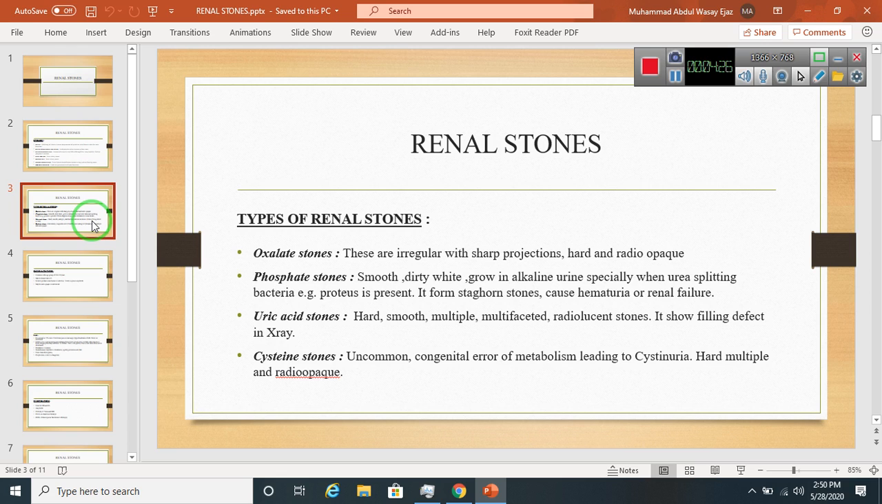Number three, uric acid stones: hard, smooth, multifaceted, radiolucent stones. They show a filling defect in the X-ray. Radiolucent means they are not visible on normal X-rays. Number four, cystine stones: an uncommon congenital error of metabolism leading to cystinuria; hard, multiple, and radiopaque.